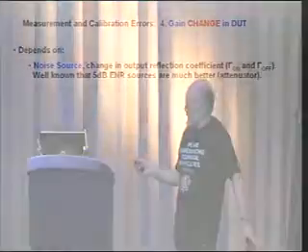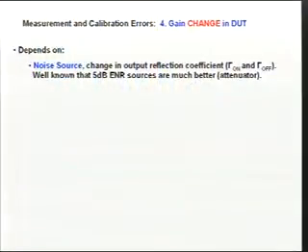The gain change in the DUT depends on three things. First of all, the noise source and the change in output reflection coefficient. It's well known that a 5 dB ENR source is better in this respect than a 15 dB source because of the extra 10 dB of attenuation, which improves the return loss by 20. We seem to hold that in our minds.